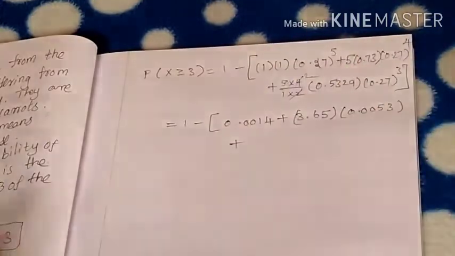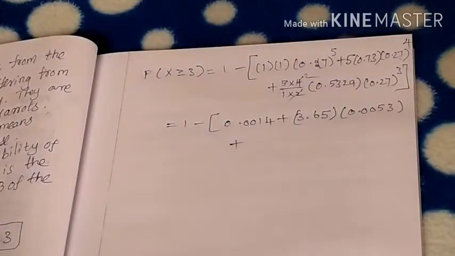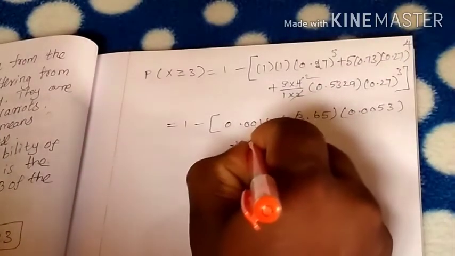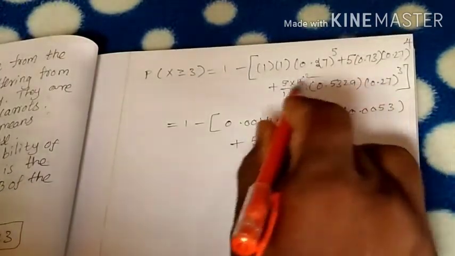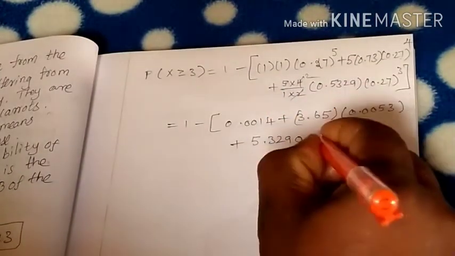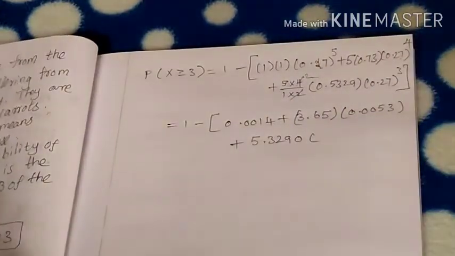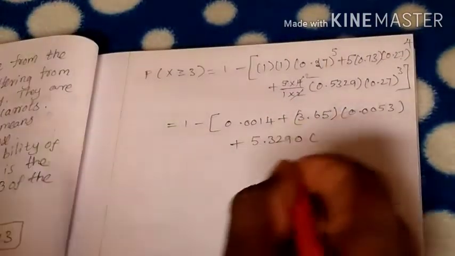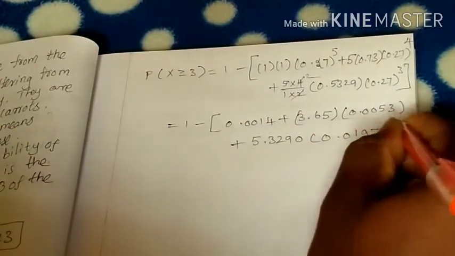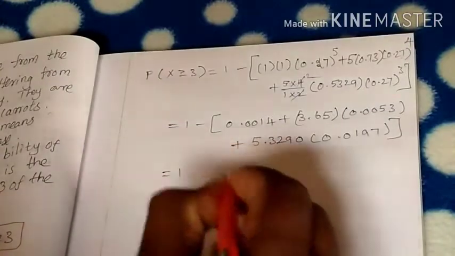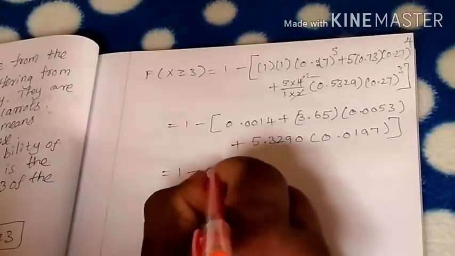Next, here using the cancellation, 1 2s are 2, 2 2s are 4, 5 2s are 10. So 10 into 0.5329, which is equal to 5.3290. So the product of these two values. Then find 0.27 power 3, which is equal to 0.0197. Okay, that's all.